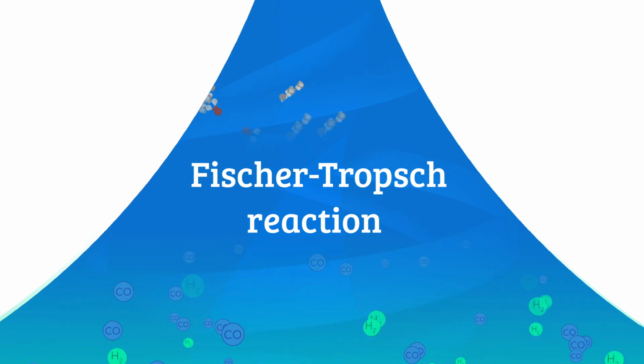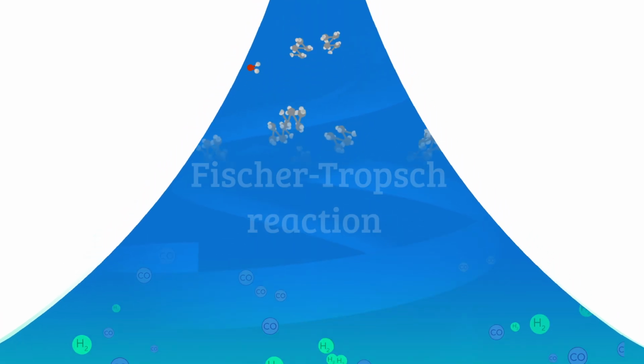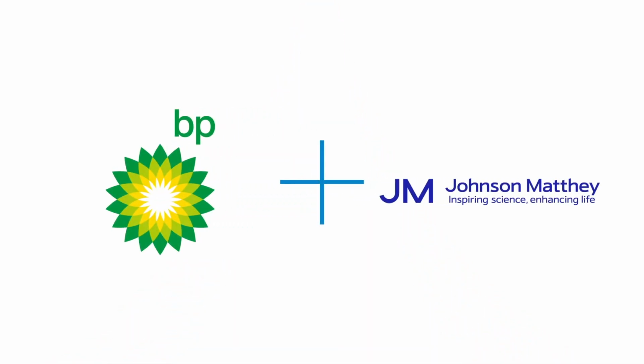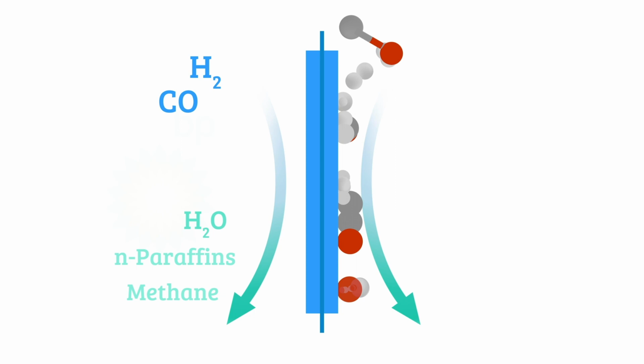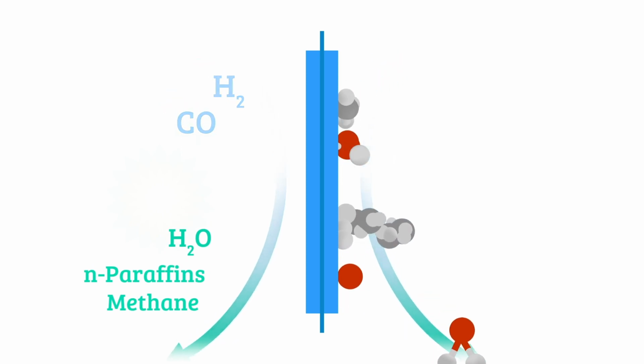But to make this reaction sustainable and efficient enough to be industrially viable, it needs a catalyst. And this is exactly what the team of UK-based scientists and engineers from BP and Johnson Matthey have created. Their expertise has been used to develop a new catalyst, which reduces byproducts, increasing performance and efficiency.